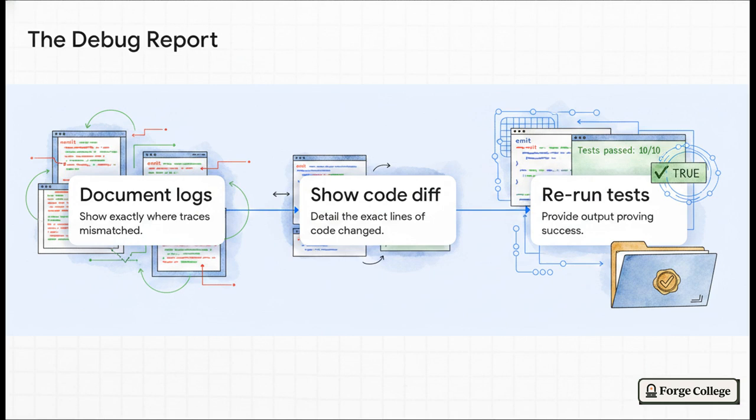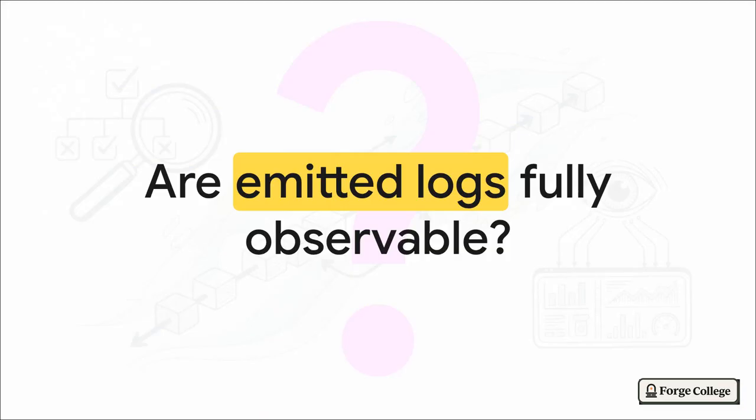Step 1. Document those failing logs, showing exactly where things mismatched. Step 2. Show the code diff, the exact lines of solidity you had to change. And Step 3. Rerun the tests and provide the output proving the comparator now returns true. This entire report proves to any downstream integrator that your emits were indeed broken, but are now flawlessly corrected. By diligently capturing raw logs, performing strict comparisons, and strictly adhering to the golden rule, you ensure your smart contract is never lying to the off-chain world.